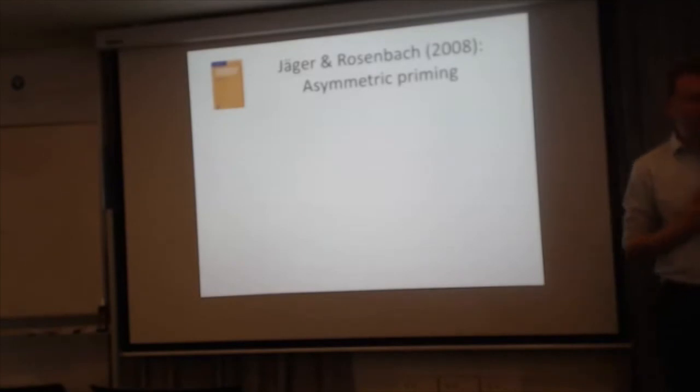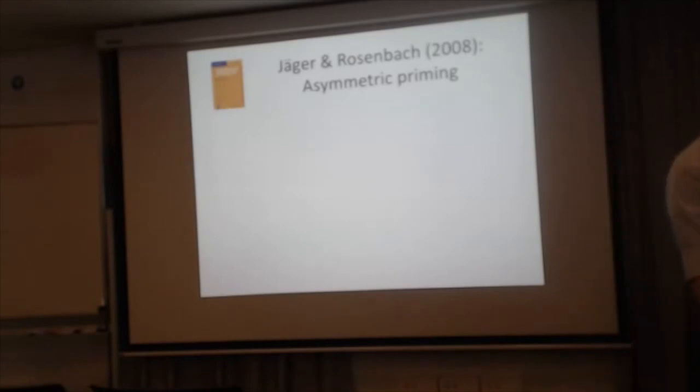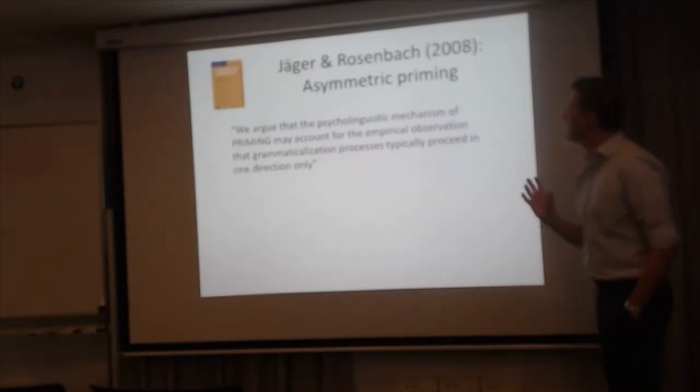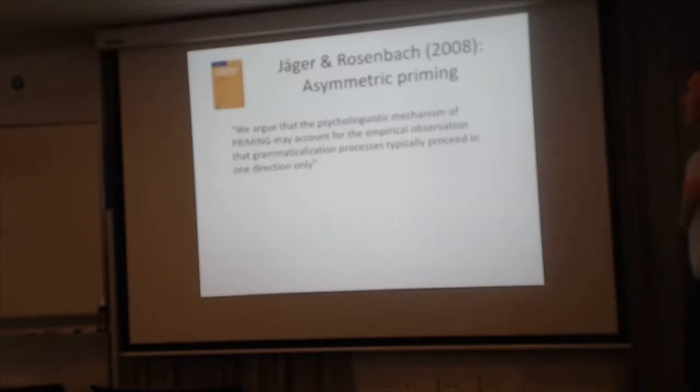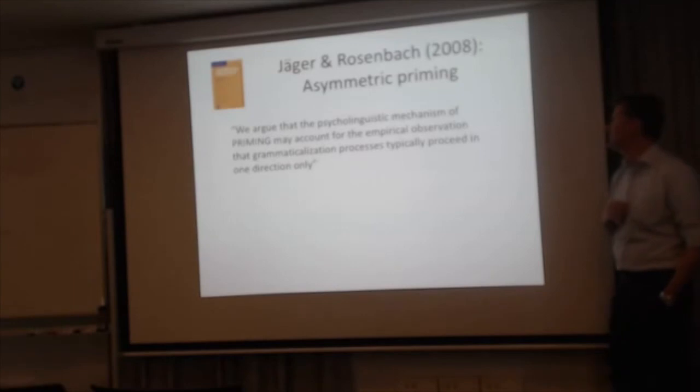All right, so what is this asymmetric priming hypothesis that I've been talking about? It goes back to a paper that is maybe a rare phenomenon in linguistics, people going out there and making a prediction about something that should be the case. Yeah? So Gerhard Jäger and Annette Rosenbach have done something like that. They have written a paper in which they make a claim about language change. And they say, we argue that the psycholinguistic mechanism of priming may account for the empirical observation that grammaticalization processes typically proceed in one direction only.